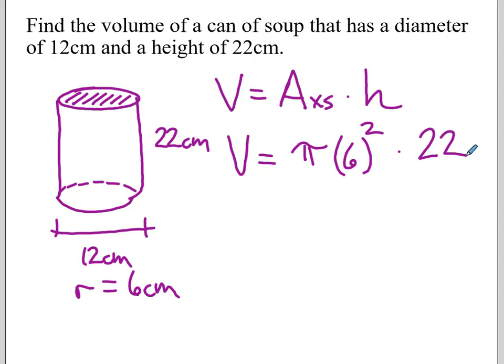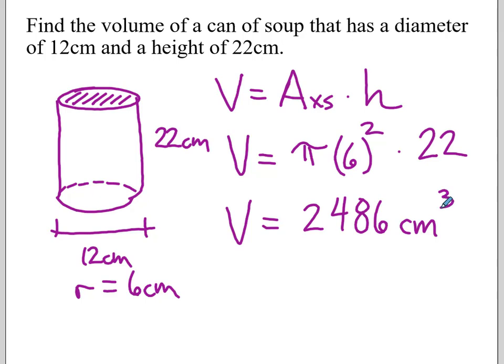Once we have all of the information in place, it just becomes a matter of being a calculator question. So pi is 3.14 times 6 squared times 22, and I get 2,486 cubic centimeters. Let me just double check that. So 3.14 times 36 times 22. 1, 2, 3 looks about right.